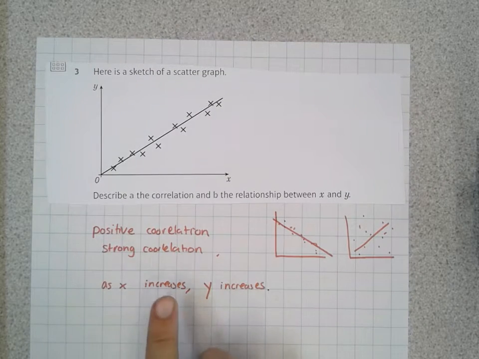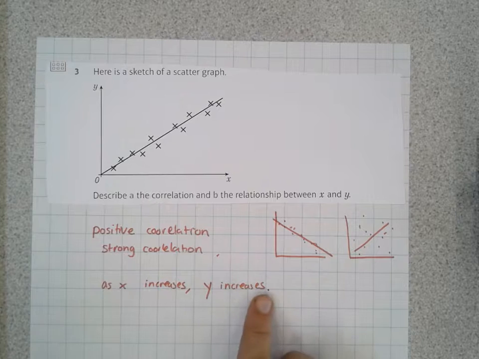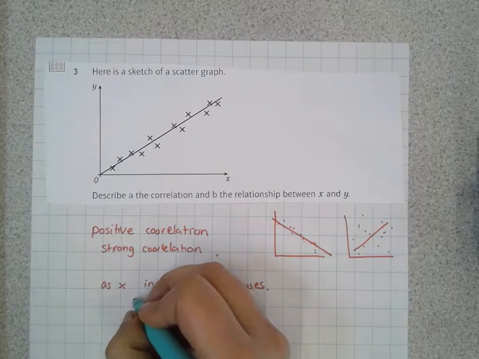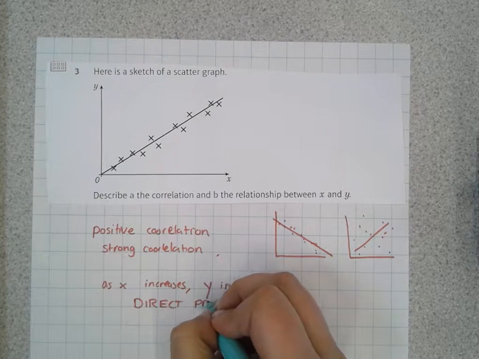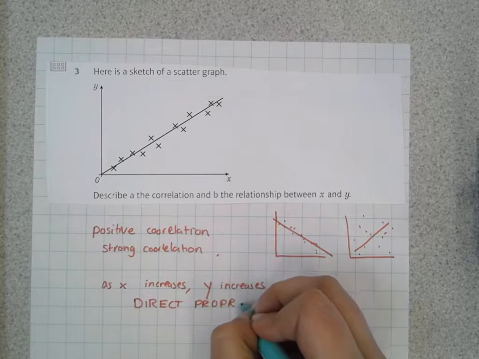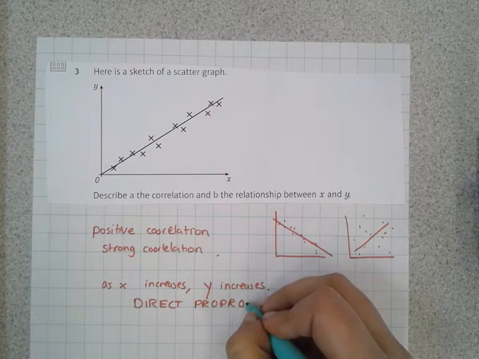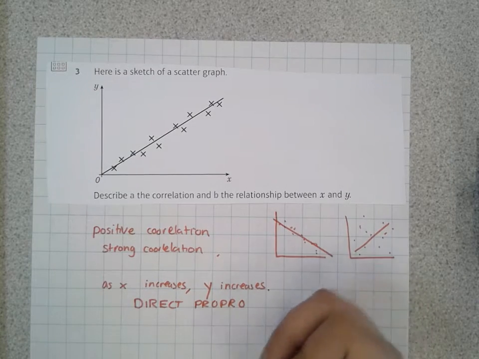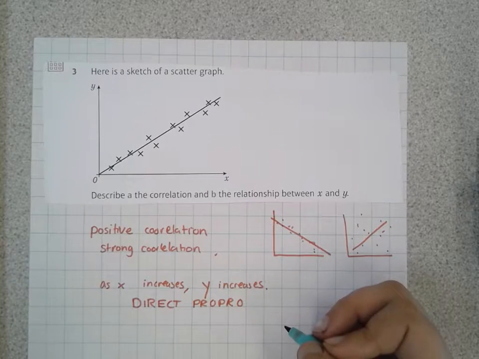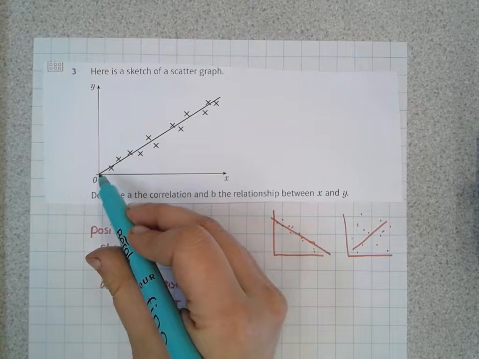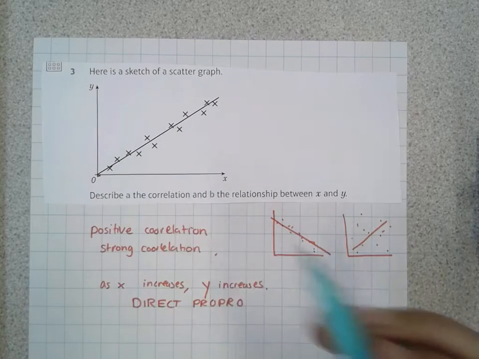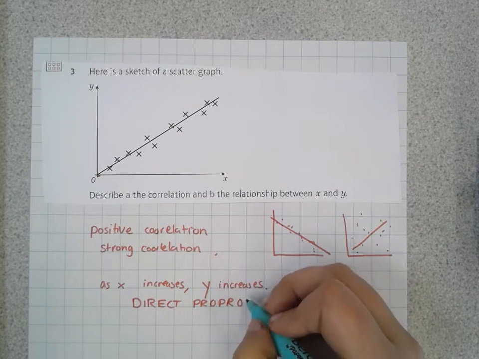If you have this, where when one variable increases, the other one increases as well, this is also called direct proportion. All that means is that when one number goes up, the other number is going to go up at the same rate every single time. And if it is direct proportion, it will also always go through this point here, 0, 0 on your graph. So direct proportion.